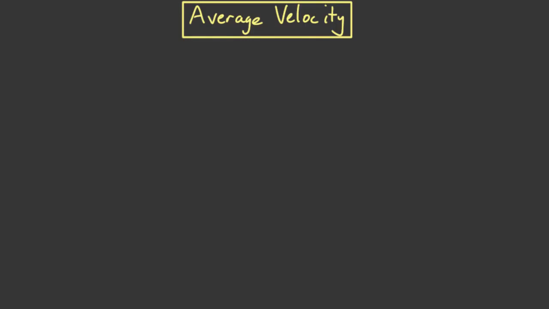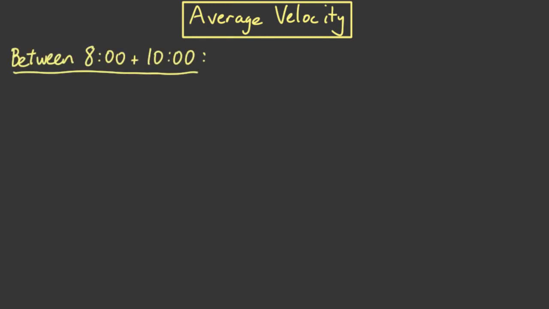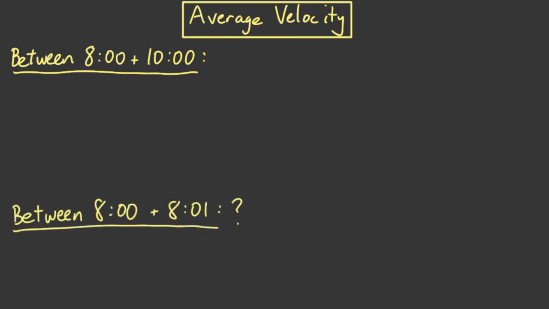Okay, we've calculated the average velocity of our car between 8 o'clock and 10 o'clock. But then we decided that that might not be such a good approximation if we wanted the velocity at 8 o'clock exactly. So we've decided that instead we should do the same calculation, just this time between 8 o'clock and 8:01.